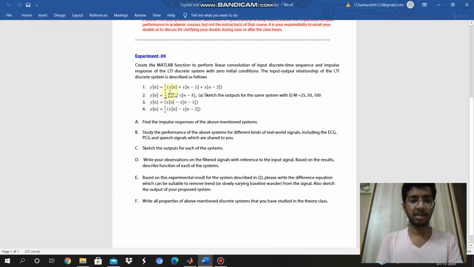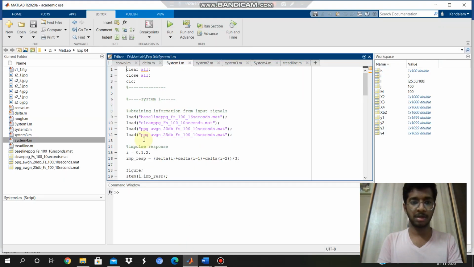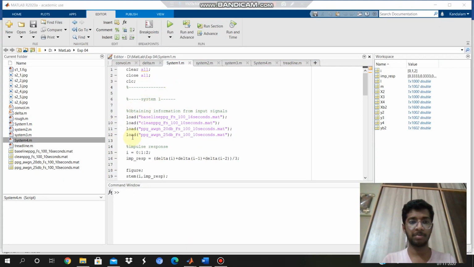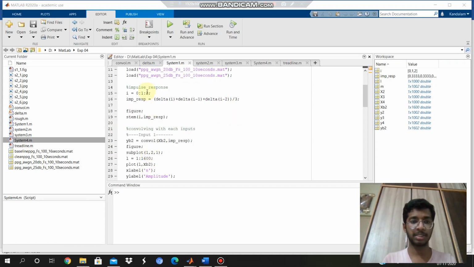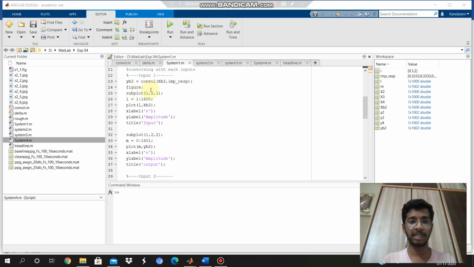So this is the first system. y of n is equal to 1 by 3 into x of n plus x of n minus 1 plus x of n minus 2. So for system 1, first we obtain information from all of the given input signals, and next we will calculate the impulse response by passing the delta function through it. And now we will perform linear convolution by taking each of the input signals at a time.